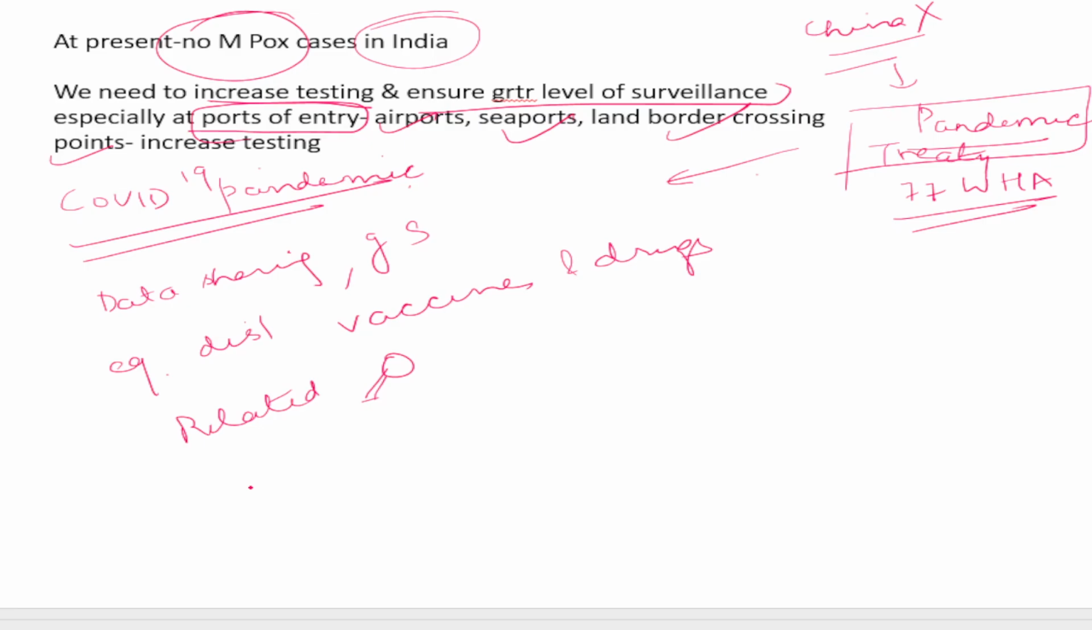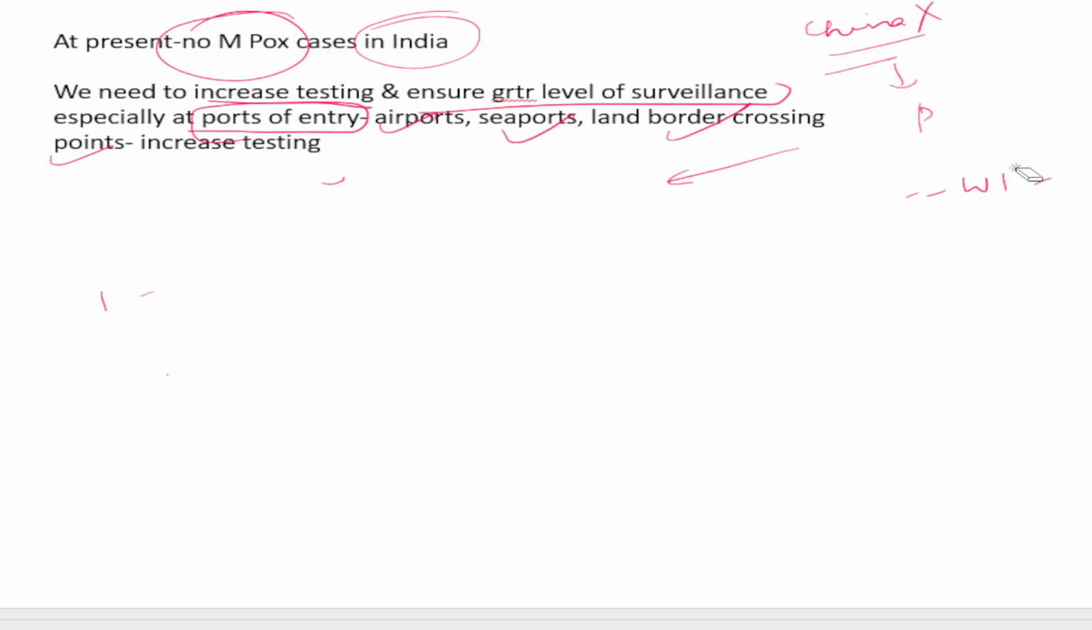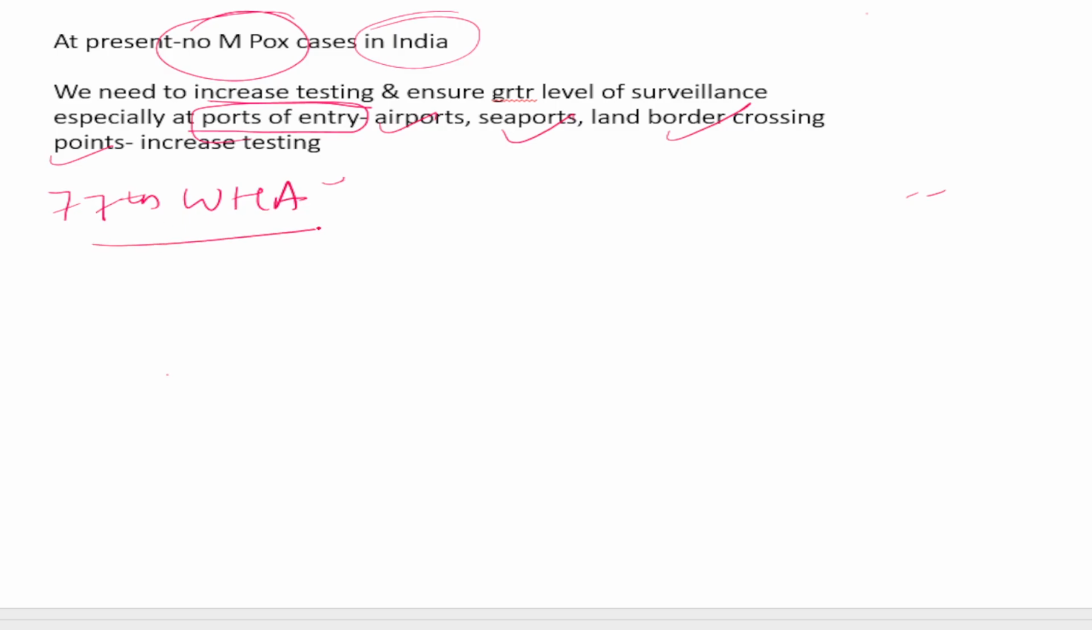And now we are going to study the recent session of the 77th World Health Assembly that took place. What are the major agreements that were reached at this 77th World Health Assembly? The first thing is that the 77th World Health Assembly agreed on a package of amendments to the International Health Regulations 2005.